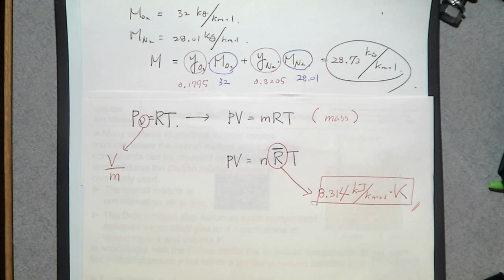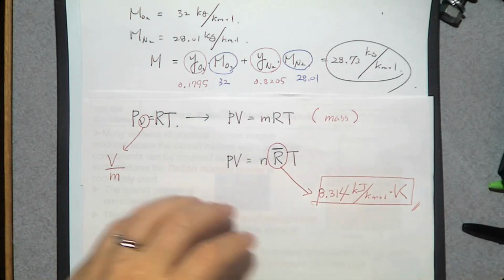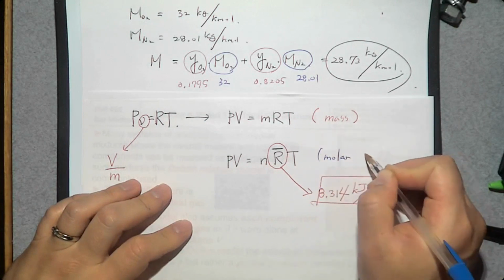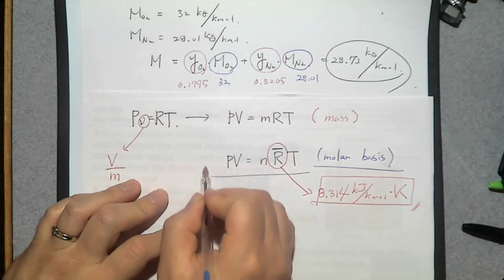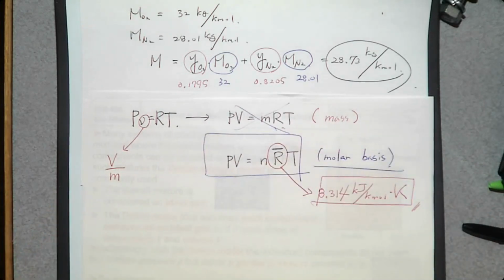So this is the universal gas constant. If we use this ideal gas equation on this molar basis, we use this equation rather than this one. So this one is mass basis. Depending on how you analyze your system, if you analyze it on a mass basis, this is the equation that you studied in thermodynamics one. If you analyze a thermodynamic system on a molar basis, that's what you are going to do in thermodynamics 2. This is the equation, okay?